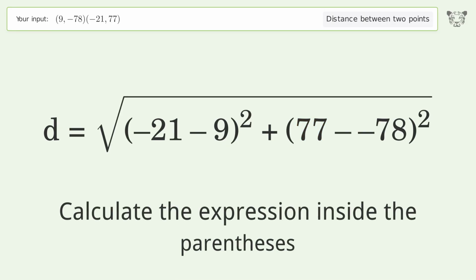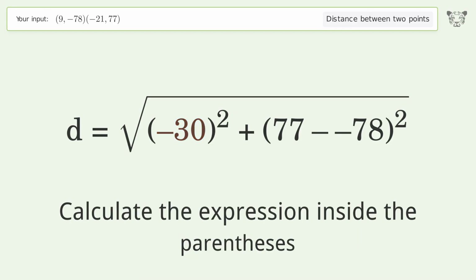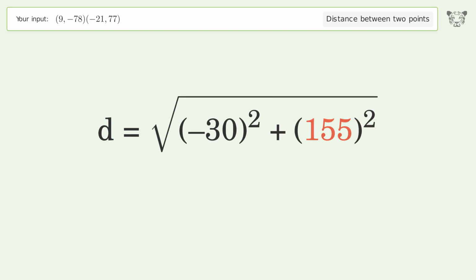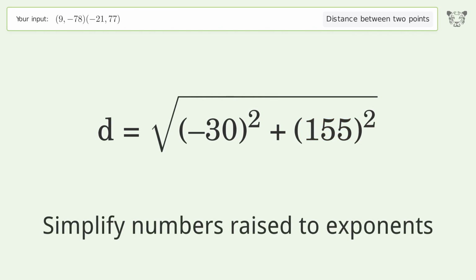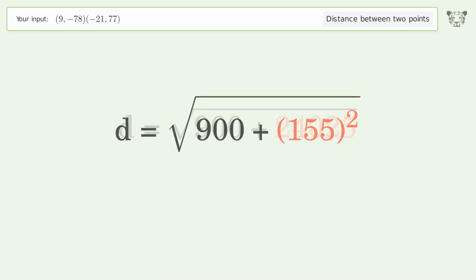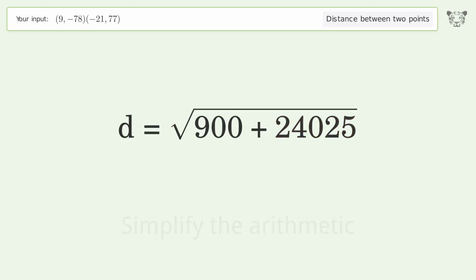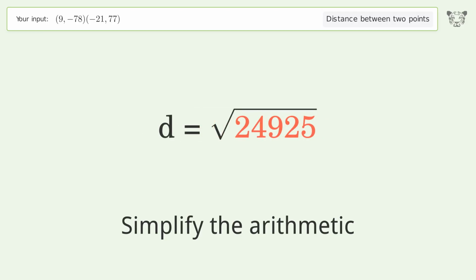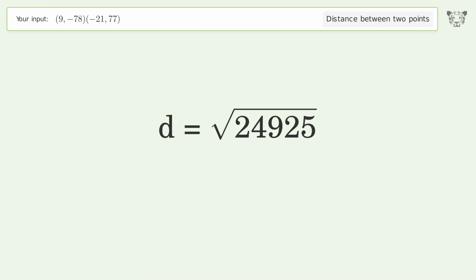Calculate the expression inside the parentheses. Simplify numbers raised to exponents. Simplify the arithmetic. And so the distance between the 2 points is the square root of 24,925 or 157.877.